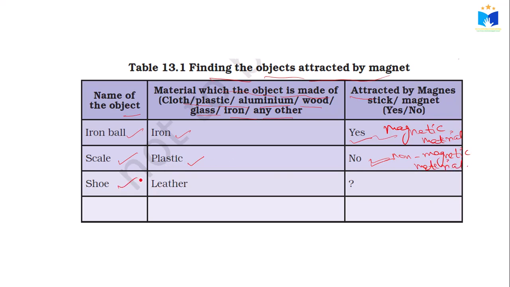Okay, next, shoe, leather. So whether it is going to be attracted or not. Leather also is not attracted to the magnet, so we will be calling it a non-magnetic material. Likewise we have to fill in this table column.